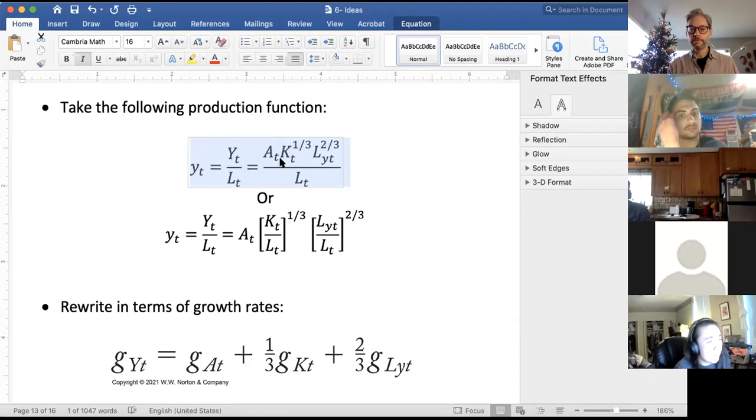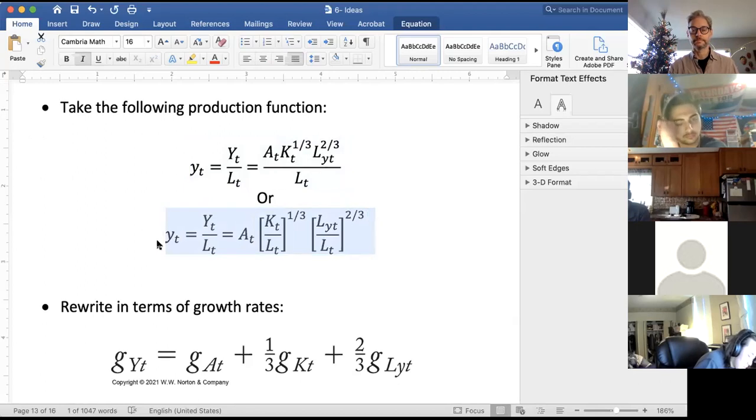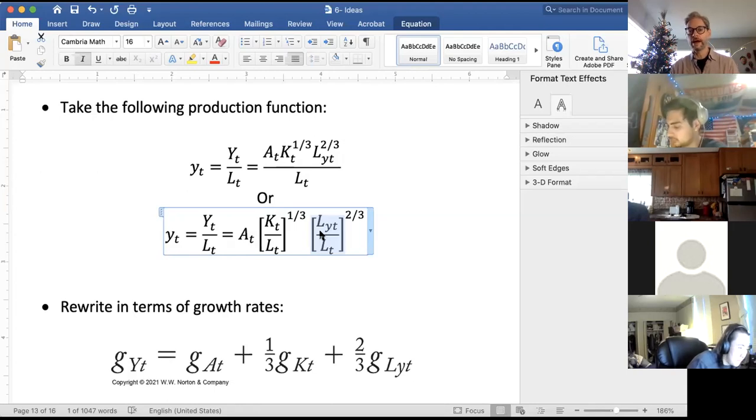or using a little bit of algebra, we can break this into the following form, which is that per capita output is equal to 3 things. Total factor productivity, productivity, our capital to population taken to the 1/3 power, or our labor force relative to the population taken to 2/3 power. Okay, so this is just a standard Cobb-Douglas production function written in per capita terms.